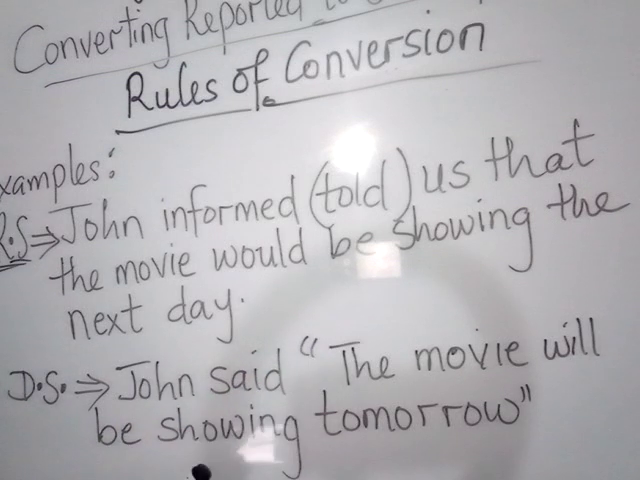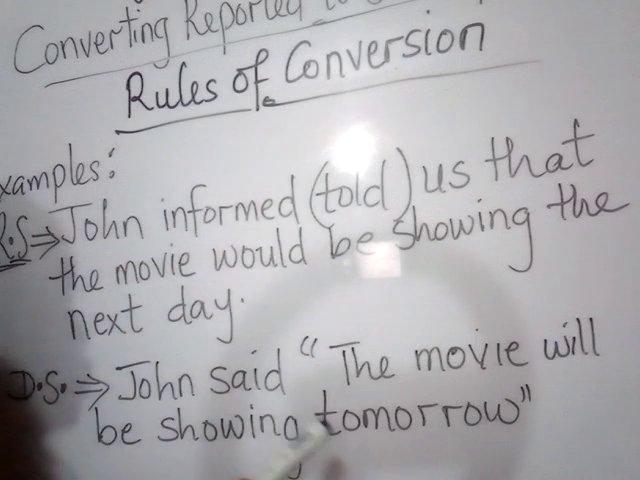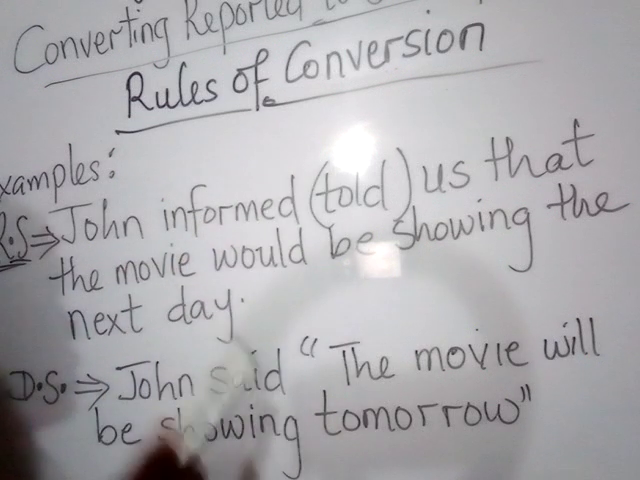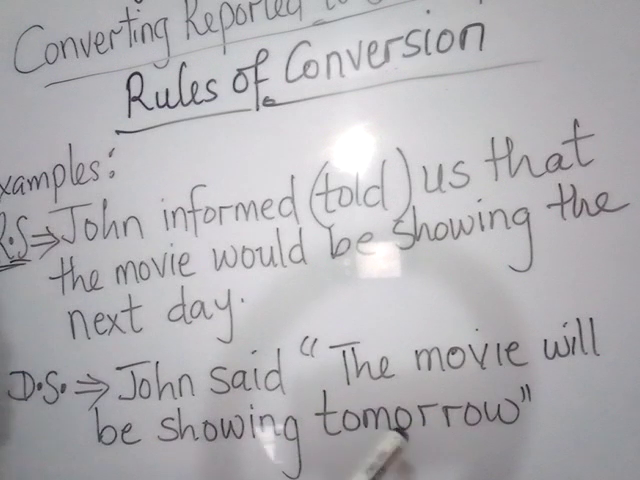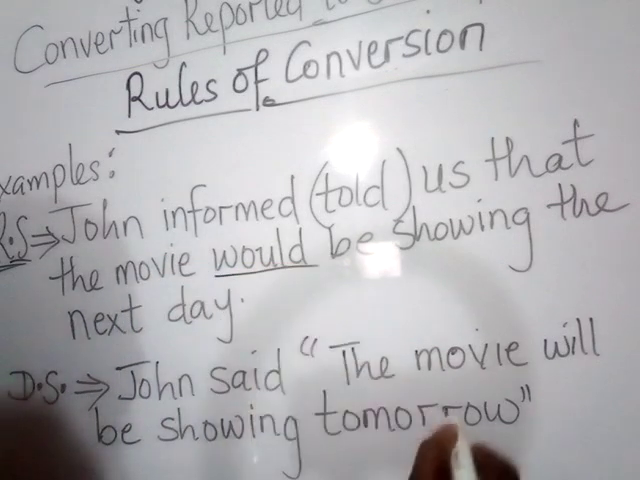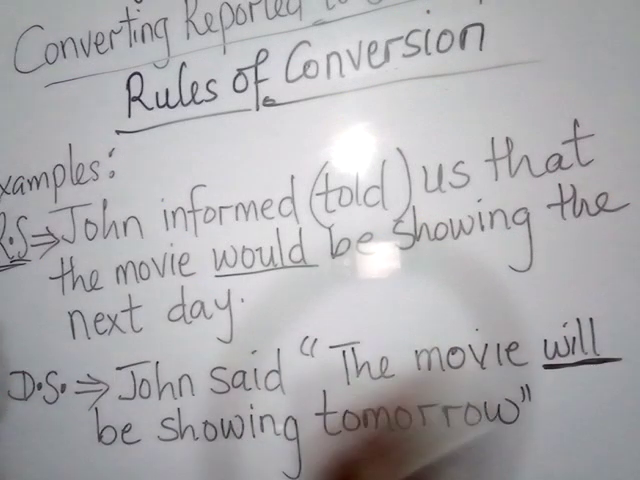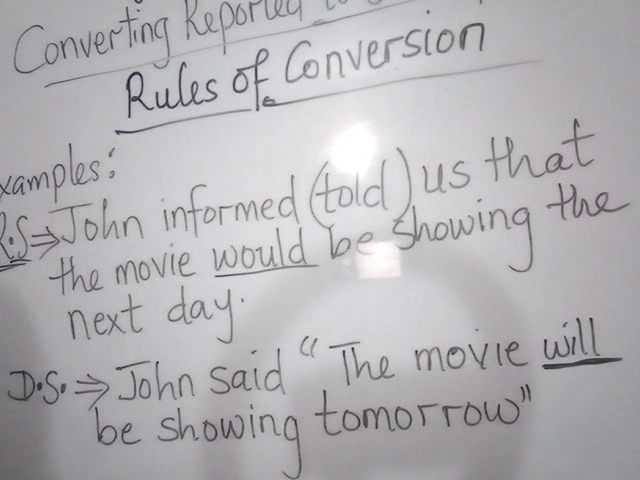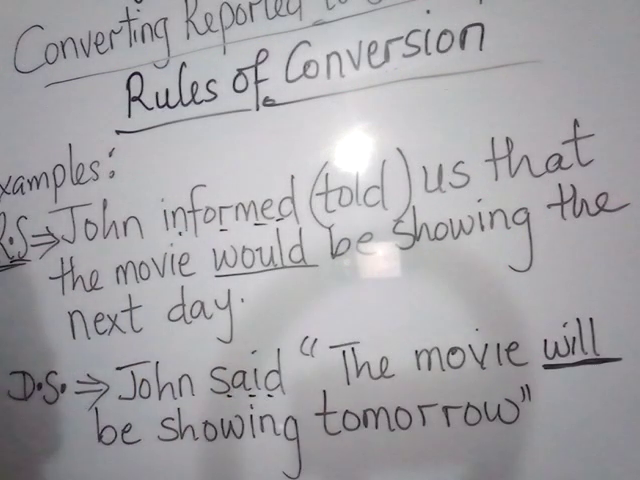Very important. Okay, so you see informed or told, here we just use said. John said the movie will be showing tomorrow. Okay, now if you look at here, we had would, and here we have will. Would is the past tense form of will. Okay, informed, like I mentioned, has changed here, right?